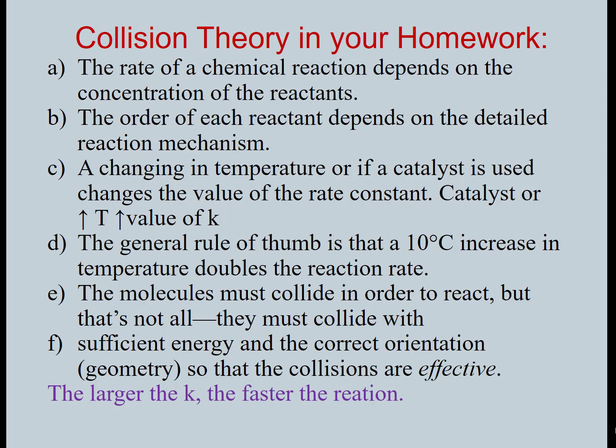B, the order of each reactant depends on the detailed reaction mechanism. So that means how the orientation, how it's going to come and react. Is there a cascade of reactions to give you an overall reaction? C, changing the temperature, or if you use a catalyst, this will change that rate constant, K. So if you add a catalyst or if you increase the temperature, then that will increase the value of K, so give you a larger value rate law constant.